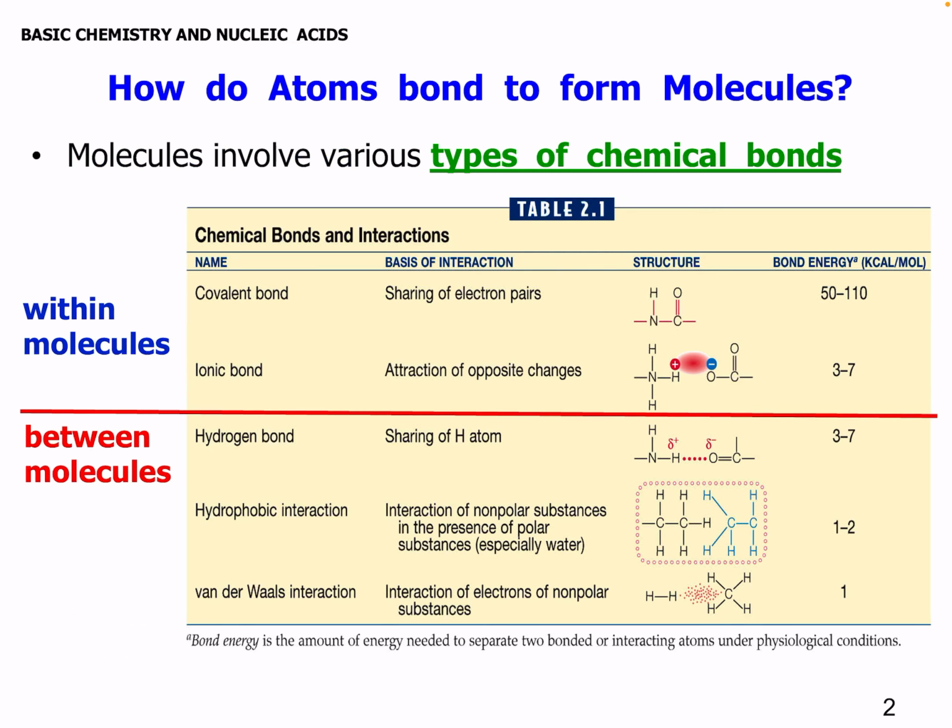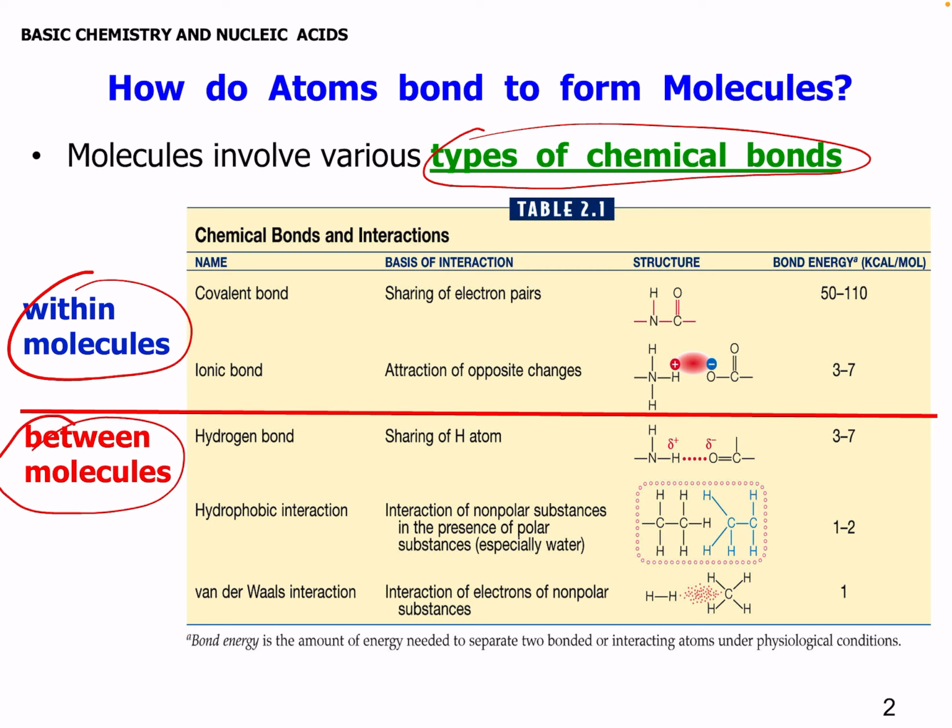So how do atoms bond to form molecules? Molecules essentially bind through different types of binding, and these involve various types of chemical bonds. So we have our within-molecule and between-molecule bonds. Within molecule bonds, we have our covalent bond, which involves the sharing of electron pairs. So here's an example. We have an ionic bond, which is bonded through the attraction of opposite charges.